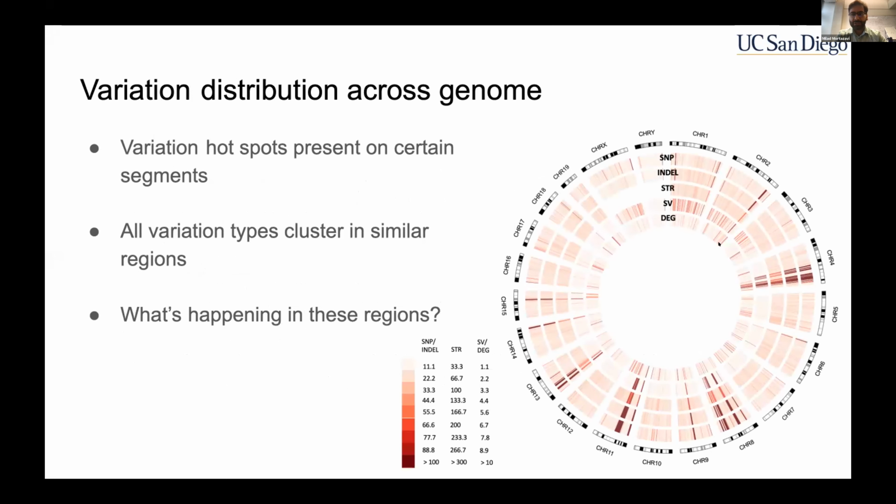So the first observation, we looked at the distribution of different variants in these call sets, and we found variation hotspots present throughout the genome in certain segments. And all of these variations were clustered in the same or similar regions around the genome. You can see chromosome 4, 8, 11, and so on. So we asked, what is the significance of these regions?